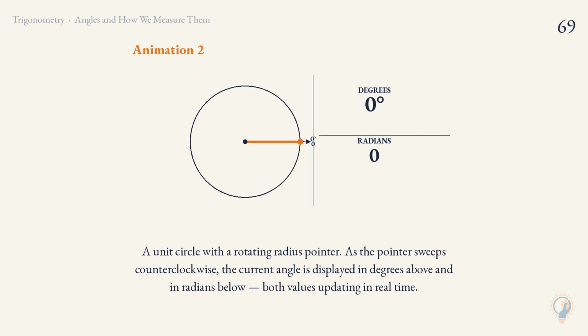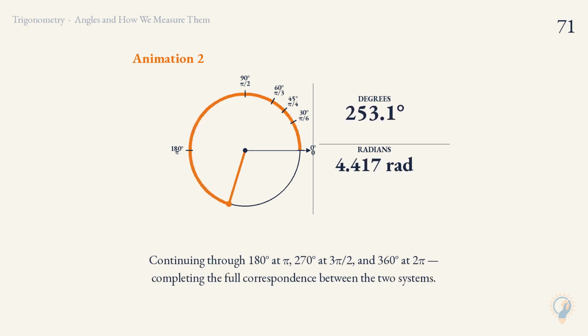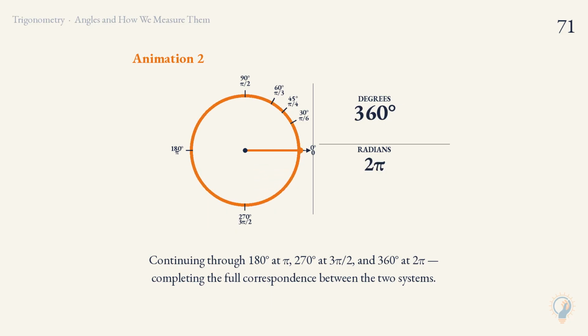Animation 2. A unit circle with a rotating radius pointer. As the pointer sweeps counterclockwise, the current angle is displayed in degrees above and in radians below, both values updating in real time. The pointer pauses at each standard angle, 30 degrees alongside pi over 6, 45 degrees alongside pi over 4, 60 degrees alongside pi over 3, 90 degrees alongside pi over 2, continuing through 180 degrees at pi, 270 degrees at 3 pi over 2, and 360 degrees at 2 pi, completing the full correspondence between the two systems.